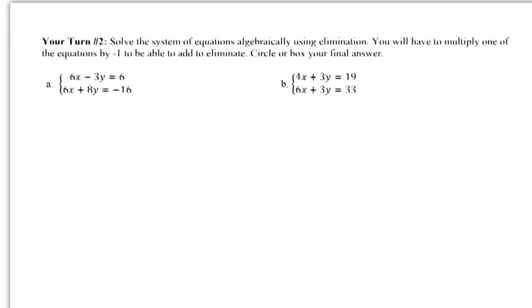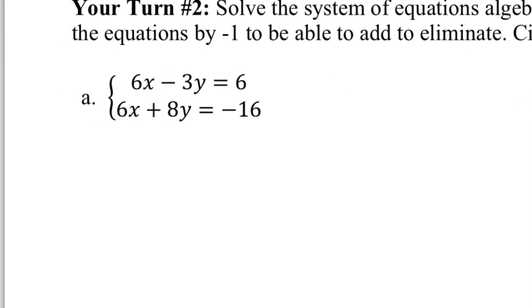So we have 6x minus 3y equals 6 and 6x plus 8y equals 16. So notice if I add these right now, watch what happens when I add them as is. 6x plus 6x is 12x. Negative 3y plus 8y is positive 5y. And then 6 plus 16 is 22. That didn't eliminate any variable, so that was useless. I'm not going to do that. So we have to try a different approach here.